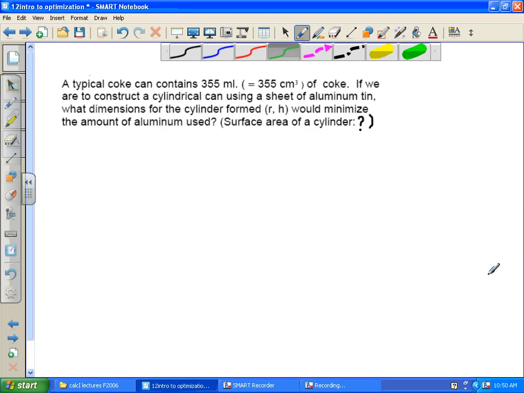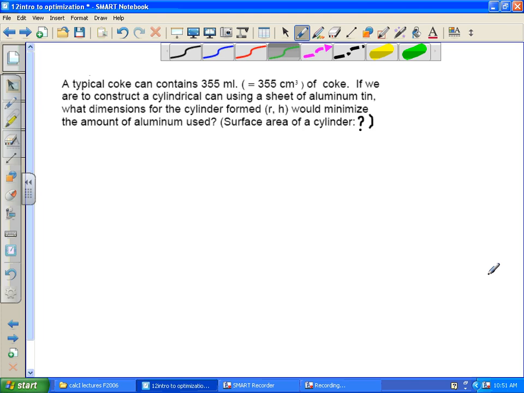So this is the typical Coke can question. It holds 355 cubic centimeters, or milliliters, of Coke. The question is, how would you select the dimensions, radius and height, so that we minimize the amount of material used? Once you've made a decision, you're going to include this amount of liquid in a container, and you know that it's going to be a cylinder. That's a given. The question is, what dimensions?